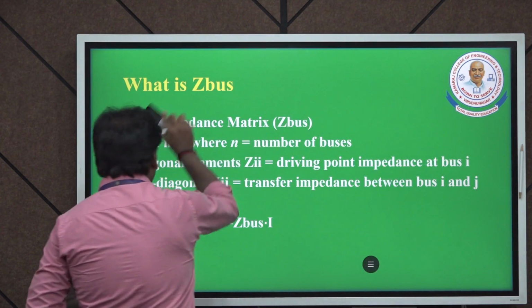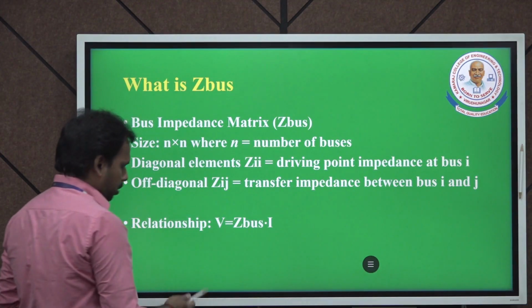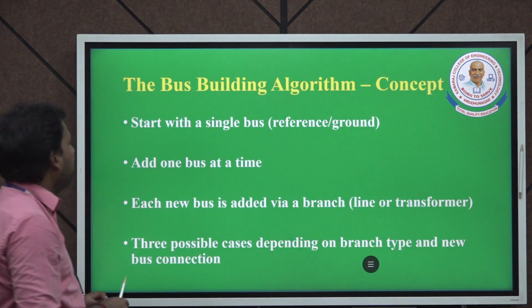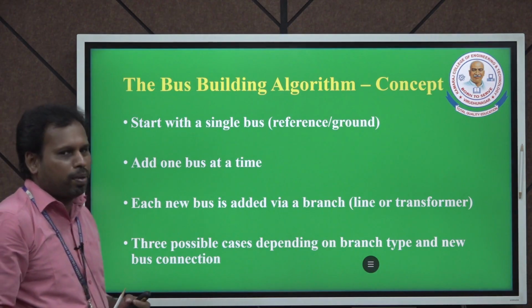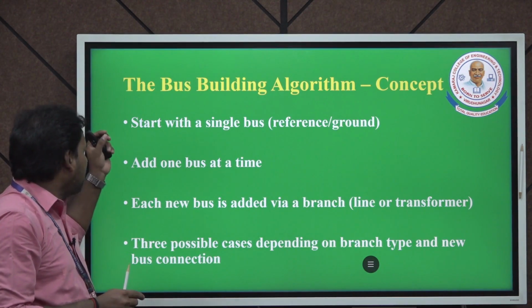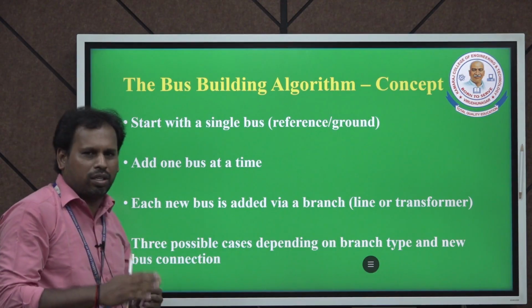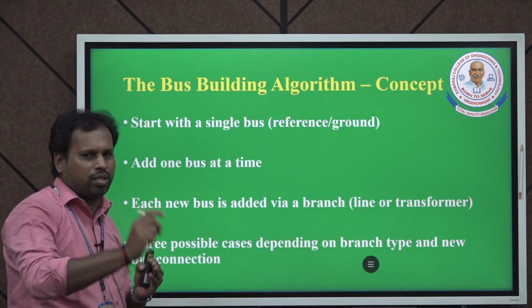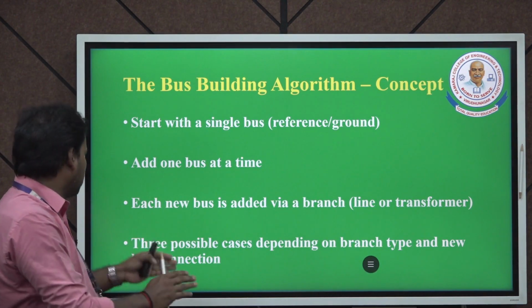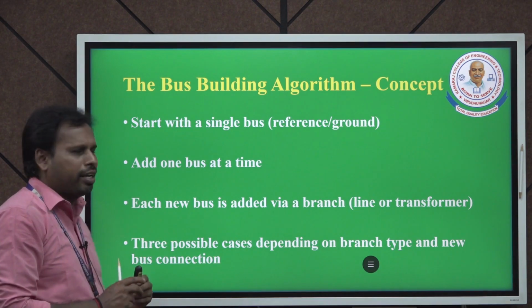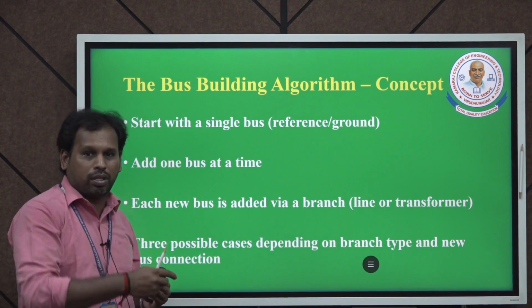So how are we going to find it? By using the bus building algorithm. What do you mean by bus building algorithm? The concept is to start with a single bus, the reference or ground bus. The first bus is the reference bus, and we add one bus at a time. It will be a new bus or an existing bus.